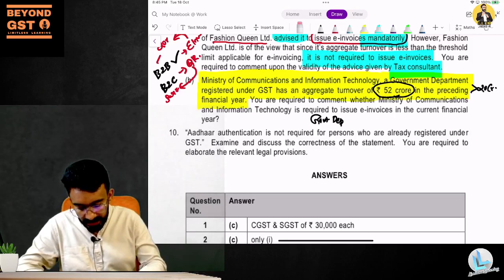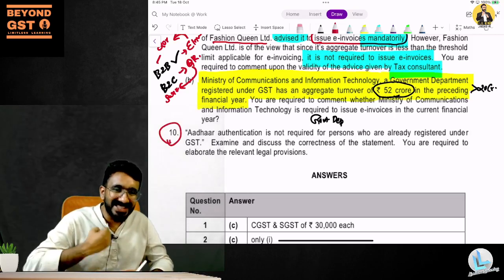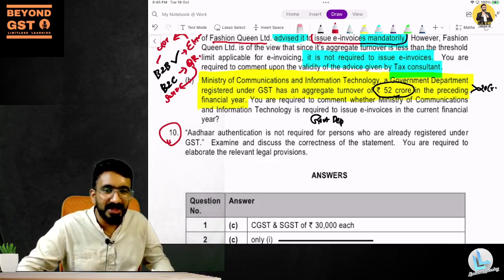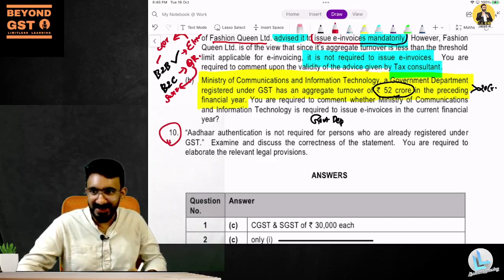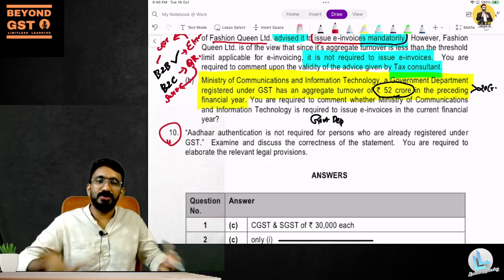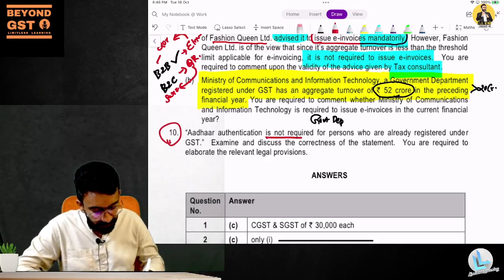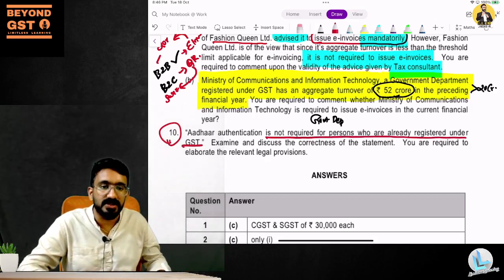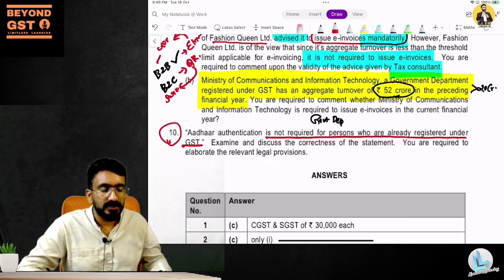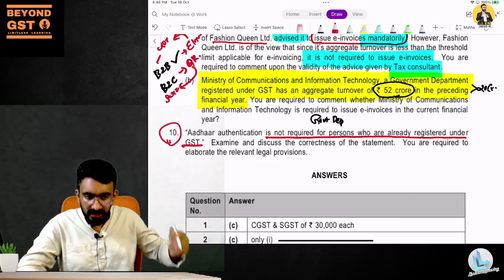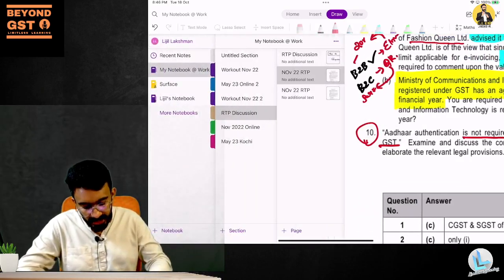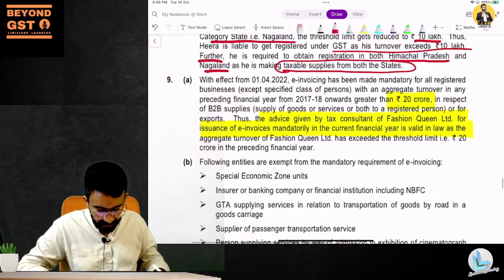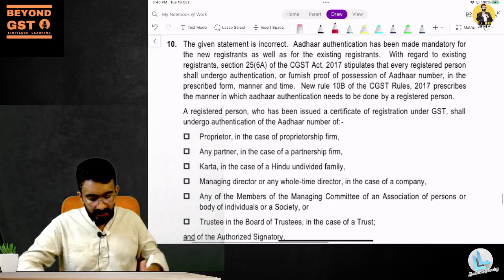Now, the last question in our RTP is about Aadhar authentication, which is an amendment. It's a theory question they have given. The answer for this question can be written with 1 mark, 2 mark, 5 mark, 10 marks, anything you can write, because you can write the whole procedure. Aadhar authentication is not required for persons who are already registered under GST. What's your answer? Is the sentence correct? It is not correct. It is required for everybody who's taking new registration, even required for people who are already registered. Now, when you say already registered, who are the persons who will have to go ahead and then do Aadhar authentication? I'll go through the answers.